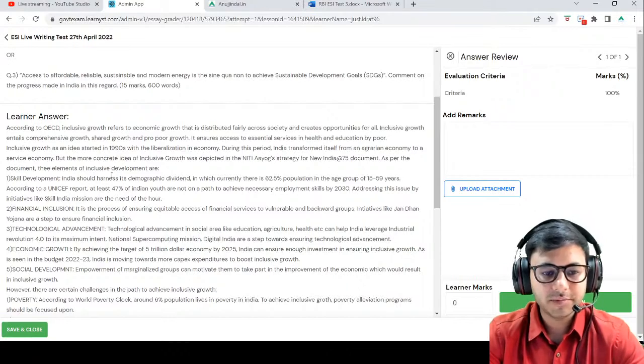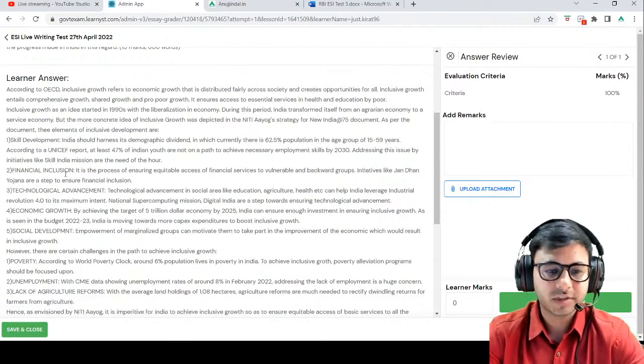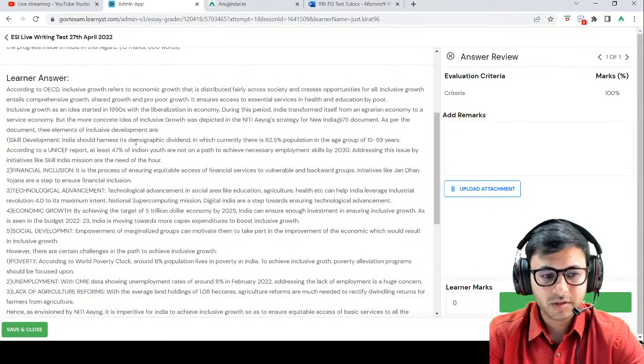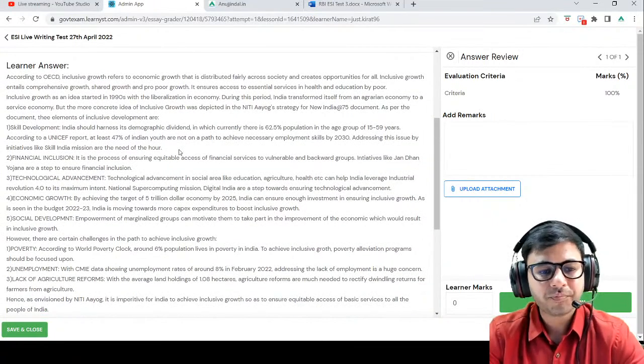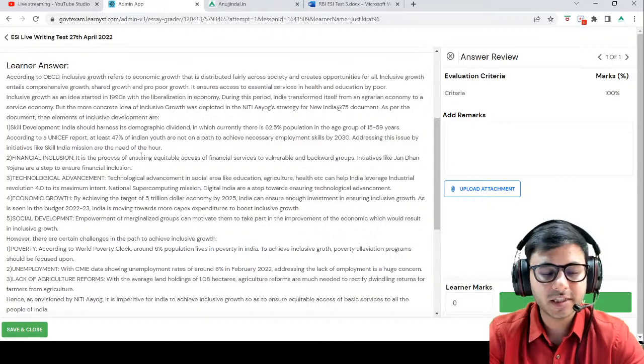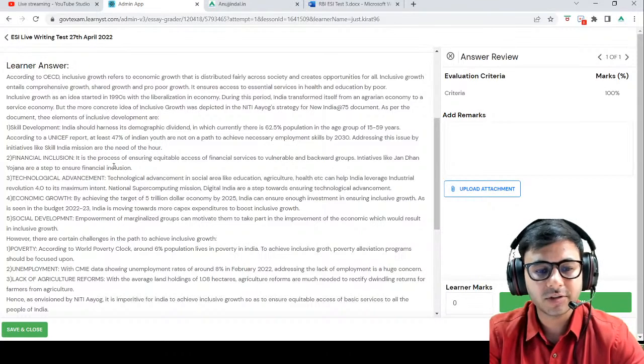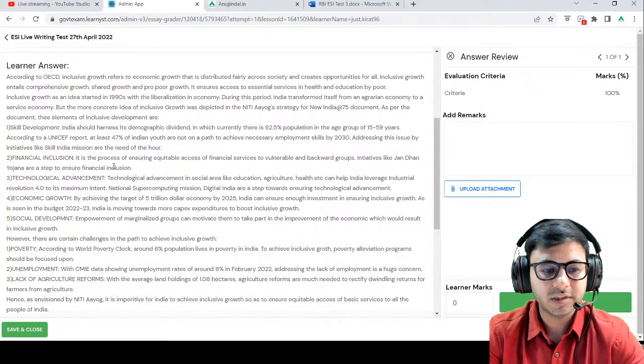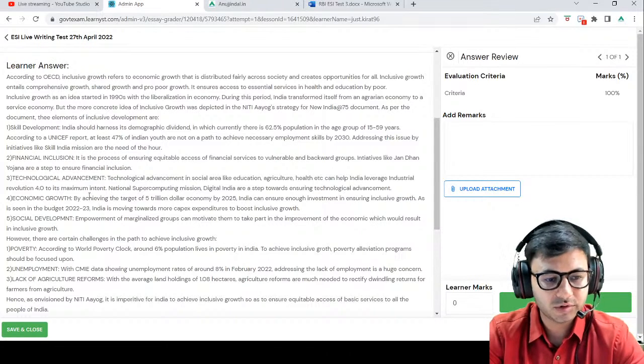As per the document, three elements of inclusive development are skill development. India should harness its demographic dividend, in which currently there is 62.5% population in the age group of 15 to 59 years. According to UNICEF report, at least 47% of Indian youth are not on a path to achieve necessary employment skills. Addressing this issue by initiatives like Skill India Mission are the need of the hour. Financial inclusion, process of ensuring equitable access of financial services to vulnerable and backward groups. Initiatives like Jan Dhan Yojana are a step to ensure financial inclusion.